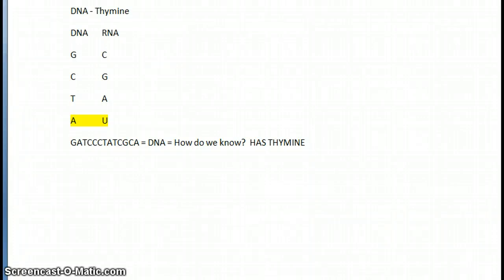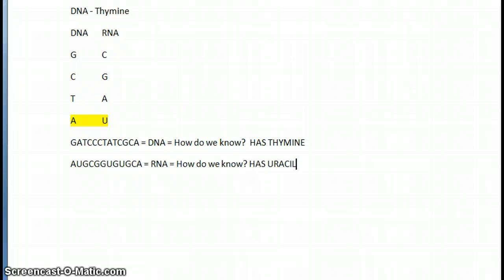Now, if we take a look at another code, we have A, U, G, C, C, U, G, G, A. We can look at this code and tell that it is RNA. And how do we know? Because it has uracil in it. This becomes very important because we're about to decode these pieces of DNA.